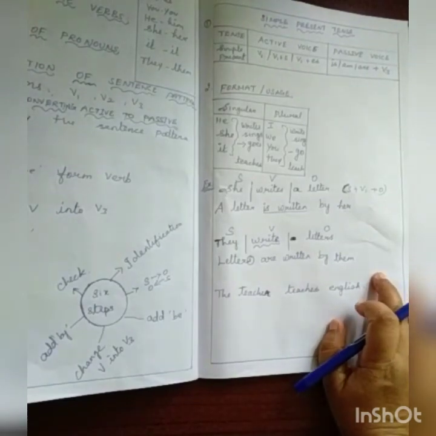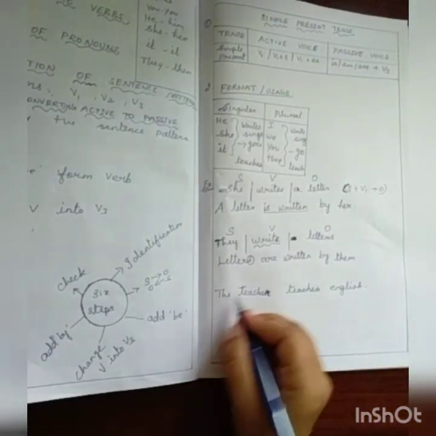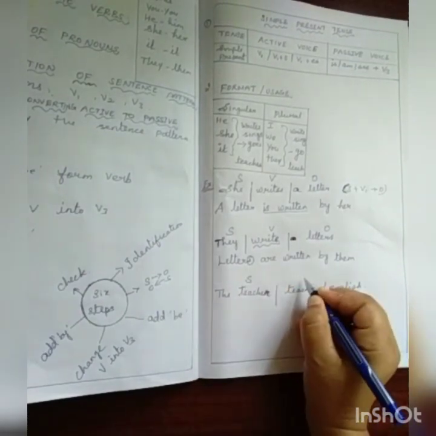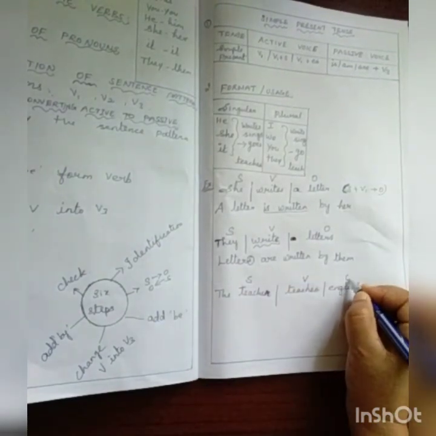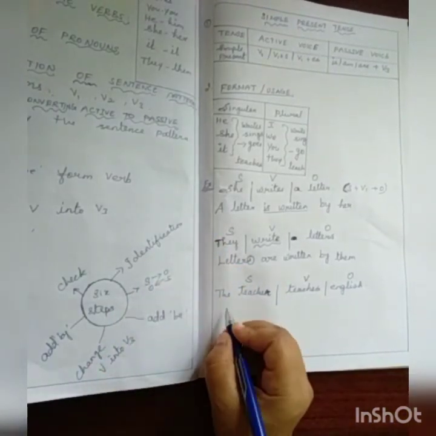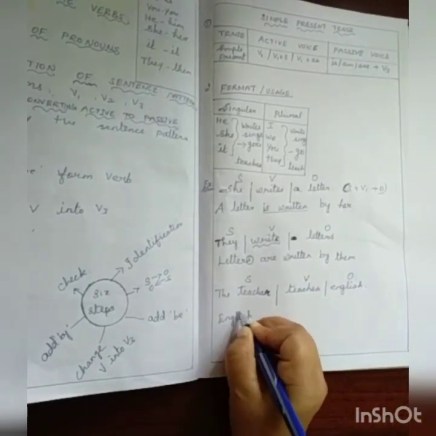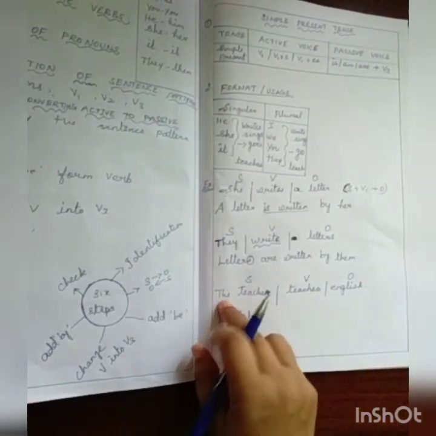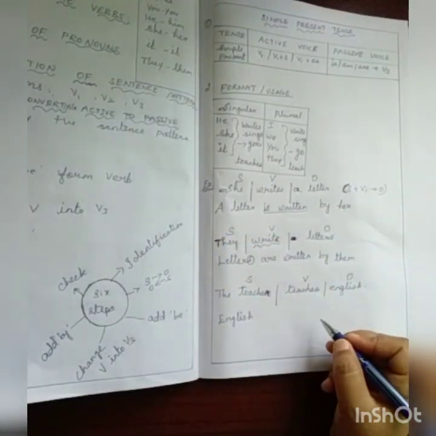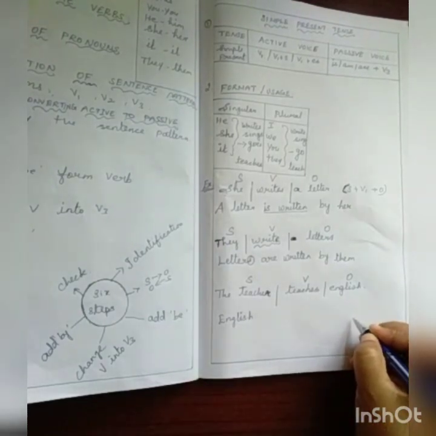Then the third one: The teacher teaches English. First one is identification: the teacher is the subject, teaches is the verb, and English is the object. Now the second one, you are interchanging. English comes first, then the teacher. This is also a noun. If it is a pronoun only, you change it. If it is a noun, no need to change.